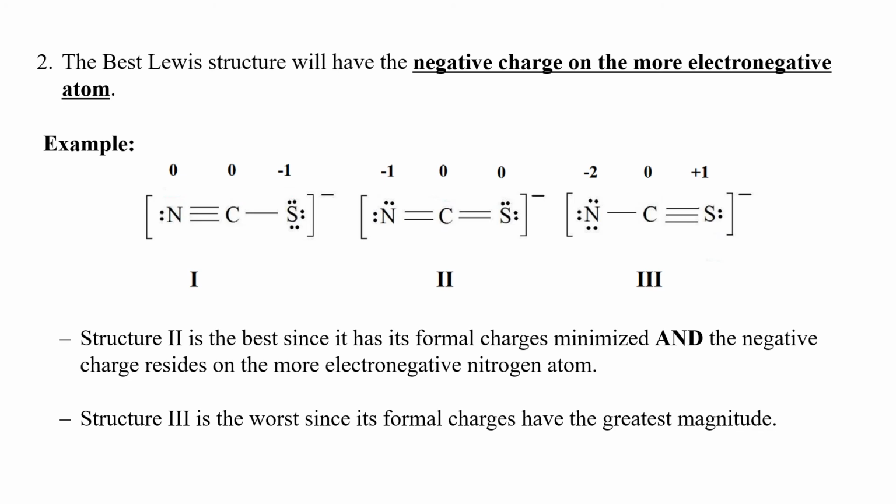The next rule is if you have a choice of multiple Lewis structures putting a negative formal charge on a different atom, you want to put it on the more electronegative atom. You want to put the negative charge on the more electronegative atom. Extremely important. They have this on the AP test almost every year. All right, so let's take a look. Our worst structure, if we're ranking these, number 3 is the worst because it has formal charges furthest away from 0. They're too high.